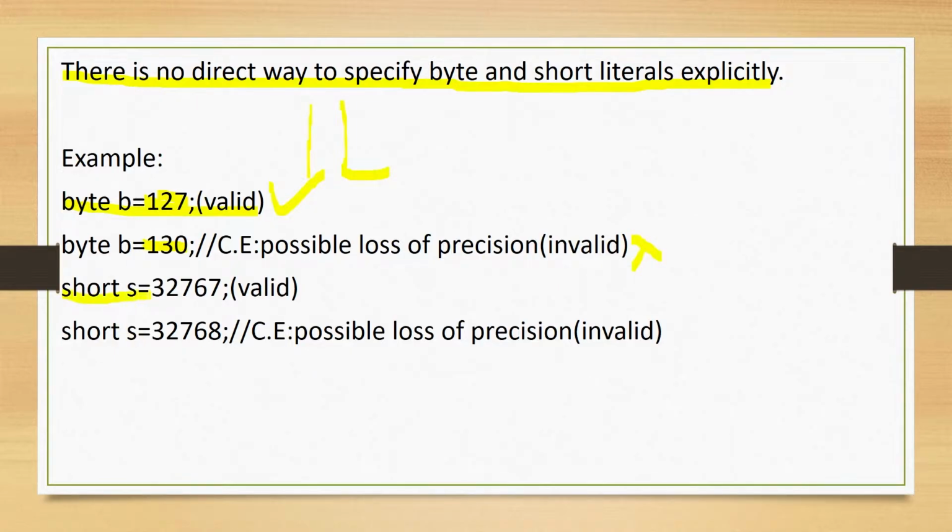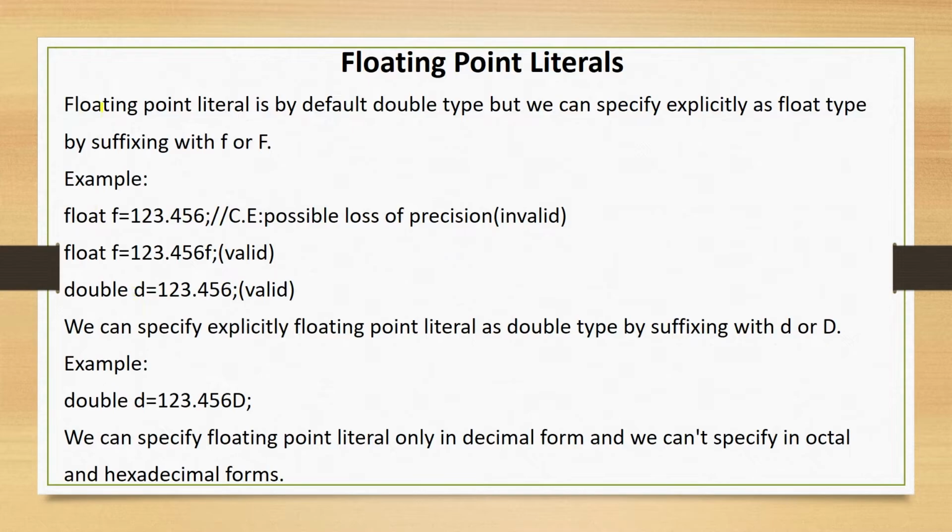Then we have the short number 32767. This value is inside the range of short, so this is valid. But if we try to run a value outside the range of short, we would get an error. So I hope integer literals are understood. Now let's move on to floating point literals.